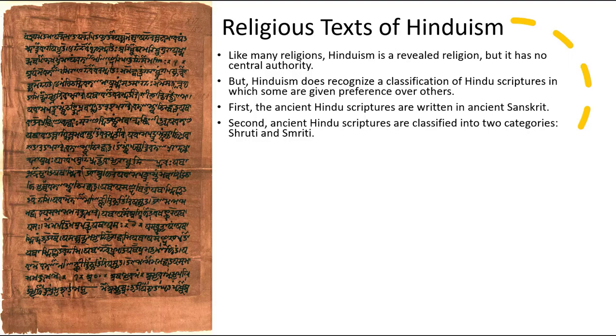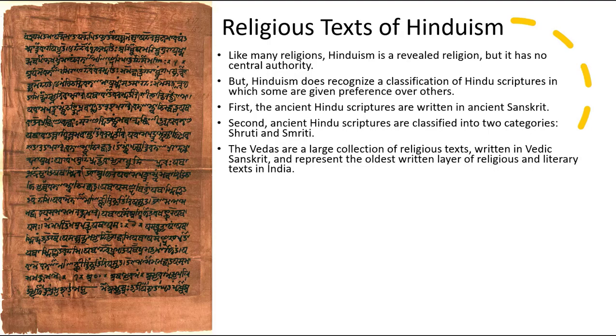So the first that we're going to talk about is the Vedas. They are the most important. The Vedas are a large collection of religious texts written in Vedic Sanskrit and represent the oldest written layer of religious and literary text in India. The Vedas are believed to have been originally composed orally sometime around the year 1900 BCE, maybe even further back. However, scholars believe that they started to be written down around the year 1200 BCE to about 900 BCE, depending on who you ask.